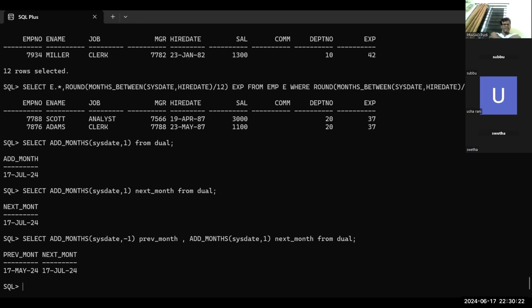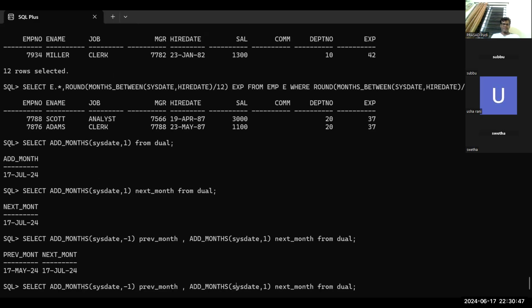So previous month: if I'm adding, it means minus 1; if I'm giving that, it is the previous month. So 17th of May 2024. If I'm giving just add months 1, then it will add 1 month later from today's date. So 17th is over.